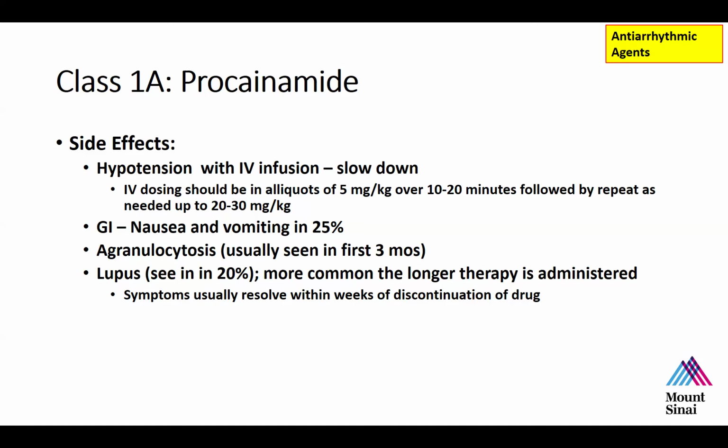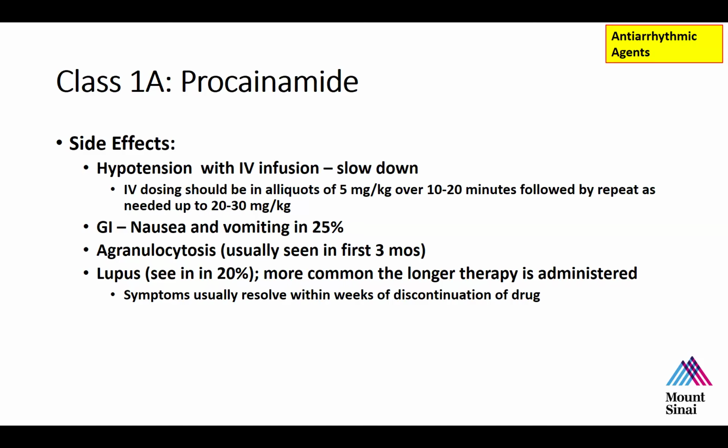It can cause nausea and vomiting in 25% of patients. And it can cause agranulocytosis. So this is not something that we look for in most of our patients because we don't really use oral procainamide very often any longer. And most of our patients are getting it only as an acute therapy. So if that complication were to occur, stopping the agent would reverse that.